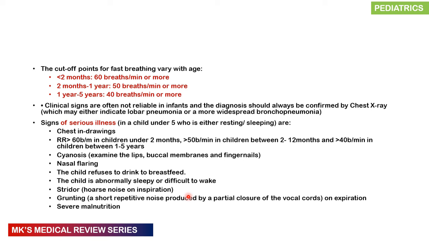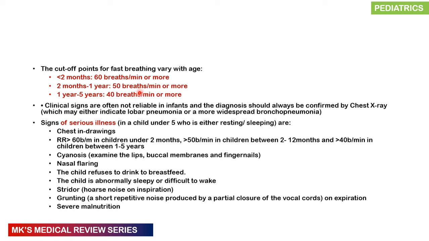Now, what is the cutoff point for tachypnea or fast breathing? If the child is less than 2 months, anything greater than 60 breaths per minute is considered tachypnea. If it's 2 months to a year, anything greater than 50 breaths per minute is considered tachypnea. If it's 1 year to 5 years, anything greater than 40 breaths per minute is considered tachypnea. Remember that the clinical signs are not so reliable in an infant, and the diagnosis should always be confirmed by a chest x-ray, which may indicate either a lobar presentation or sometimes a widespread bronchopneumonia presentation.